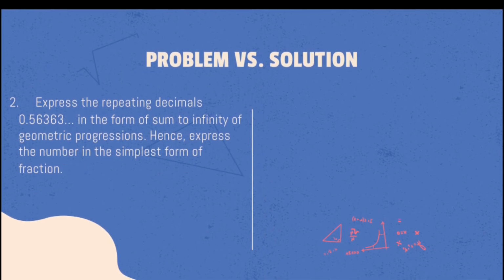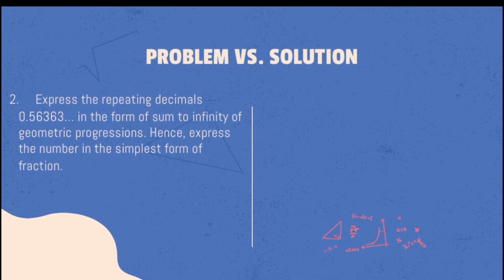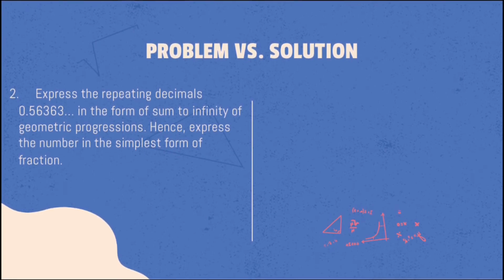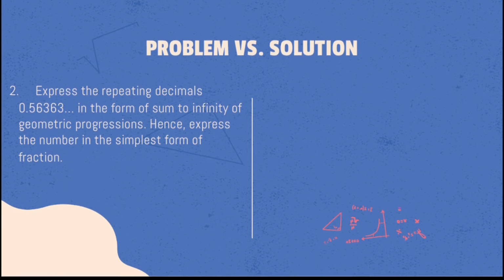Next, express the repeating decimal 0.56263 in the form of sum to infinity of geometric progressions. Hence, express the number in the simplest form of fraction.